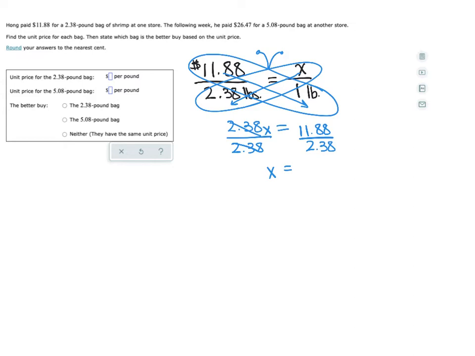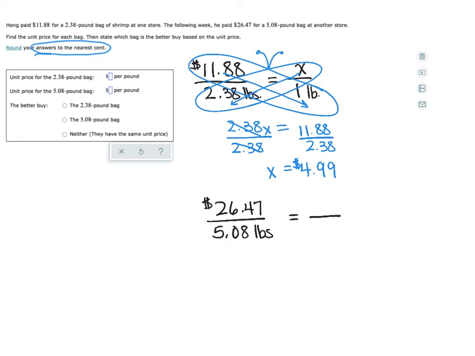When I do the math on this, I find that the answer is 4.991, and since it is in money, I want to round to the nearest cent, or 4.99 is the cost per pound. I will do the same thing with the second store, or the second bag, and that one will be $26.47, money in the numerator, to 5.08 pounds in the denominator, and then that should be equivalent to some unknown amount of price to 1 pound of weight.